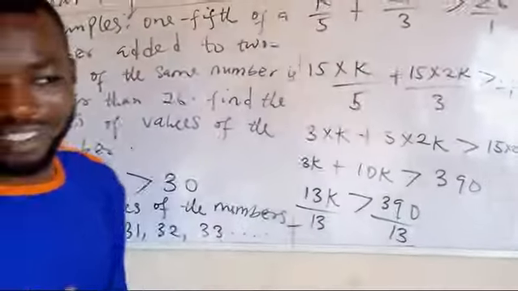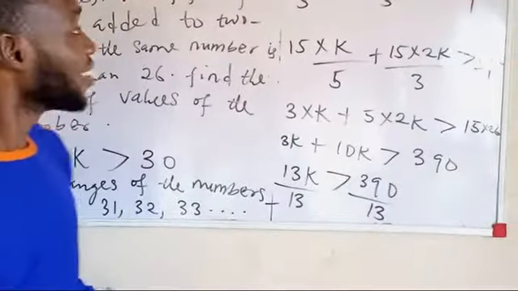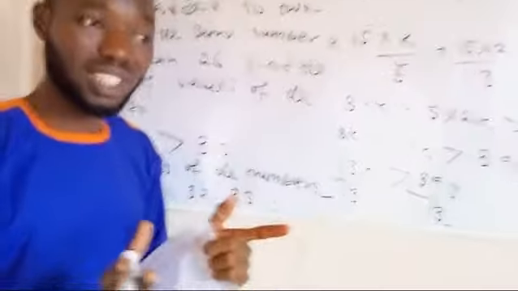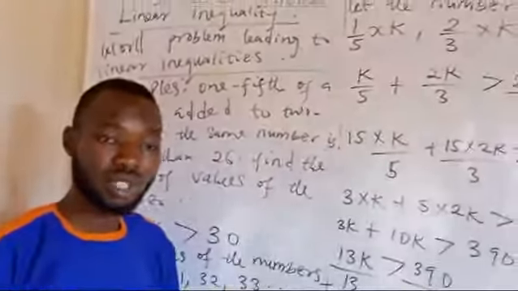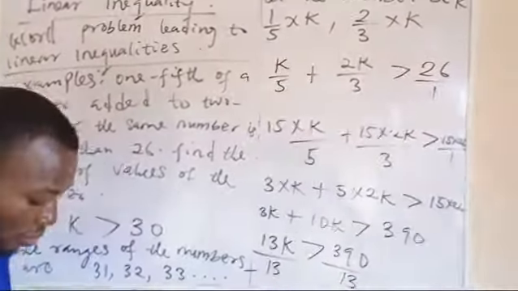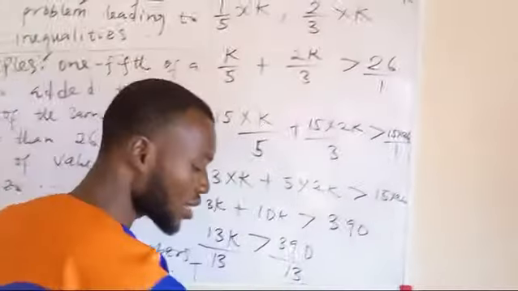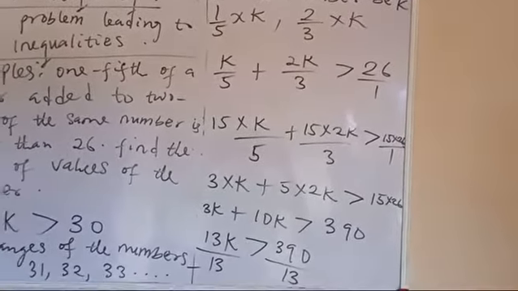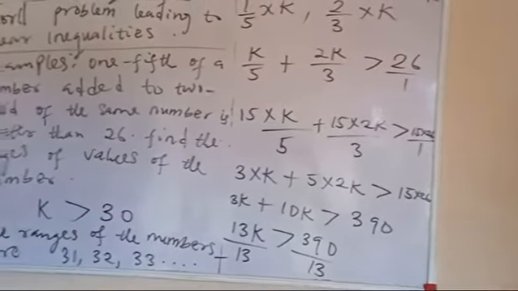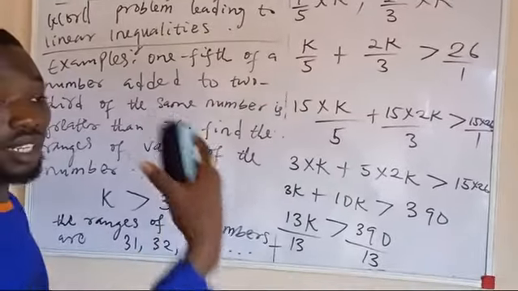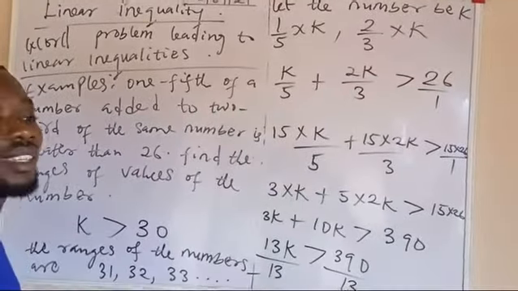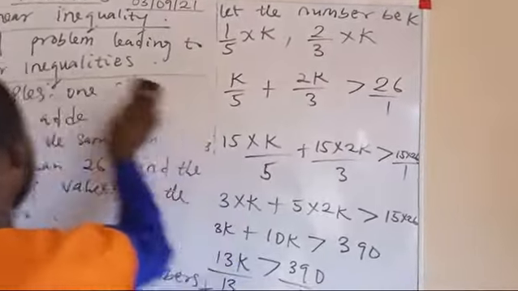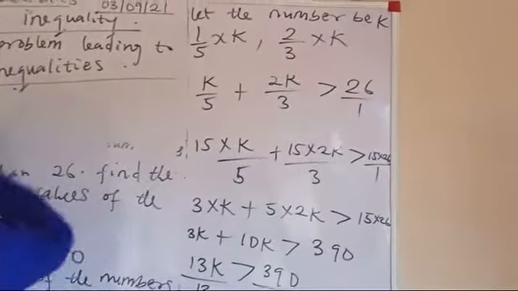So that is all about linear word problem leading to linear inequality, just like the same thing as word problem leading to linear equation. Let's solve one more example. So after this, we will now conclude with anything concerning algebraic process, which comprises the linear equation and the linear inequality. Okay, let's go. The second example.